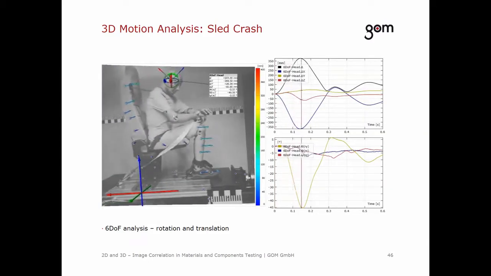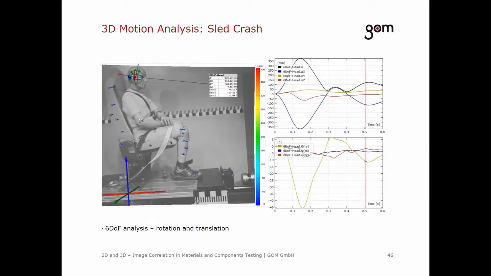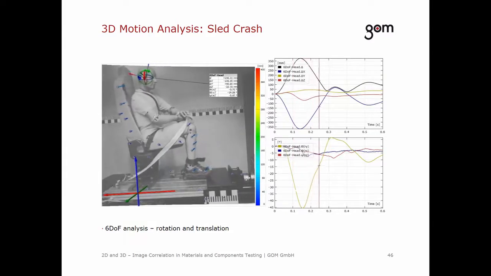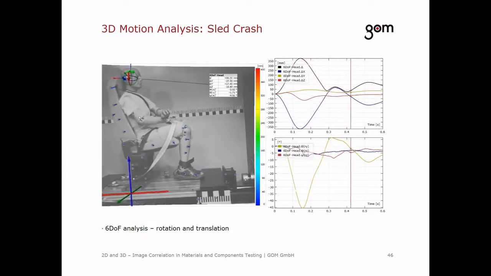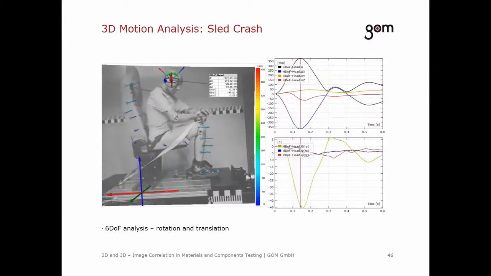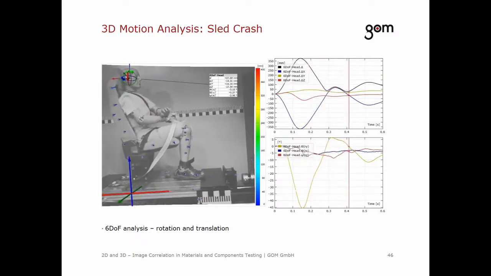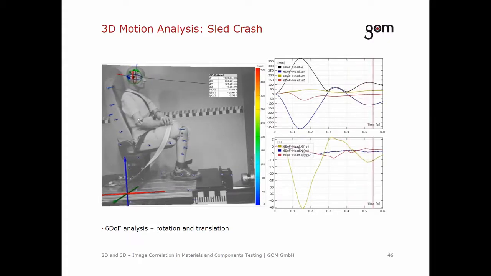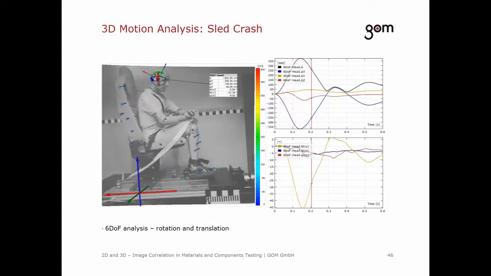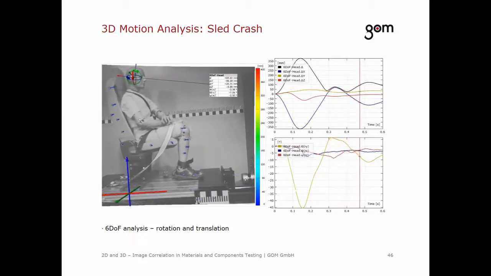Here you can see the translation and rotation of the head. The nodding movement represents the rotation around the y-axis. In addition, there is a rotation around the x and z-axis. The rotation results from the asymmetrical load distribution at the 3-point seatbelt. This rotation is only visible in a 3D measurement. This means that the 3D measurement provides more information than the 2D measurement.